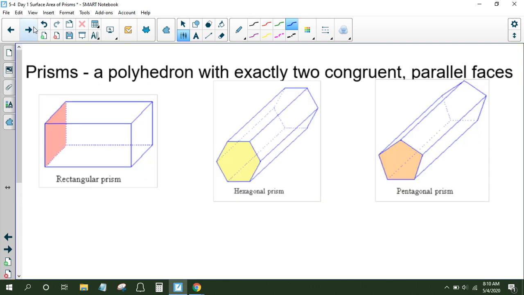So let's talk about some other types of prisms. We said that we could name them according to their bases. This first one is a rectangular prism because its bases are rectangles. This one would be a hexagonal prism because its bases are hexagons. And finally, this would be a pentagonal prism because its bases are pentagons. We could also have triangular prisms, octagonal prisms, dodecagonal prisms.